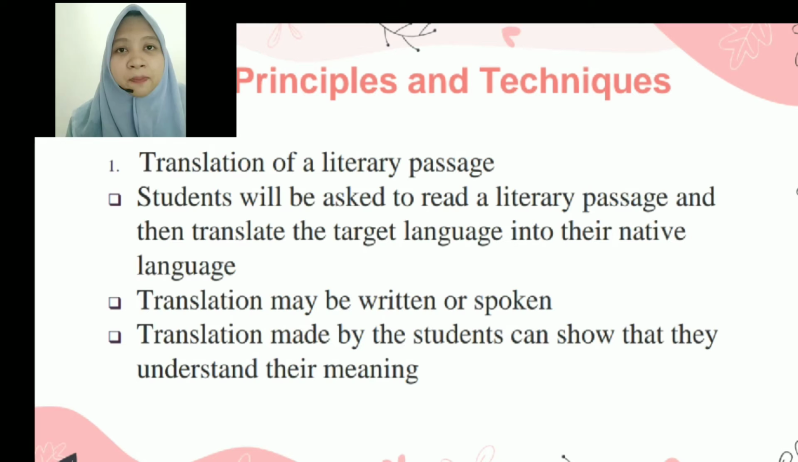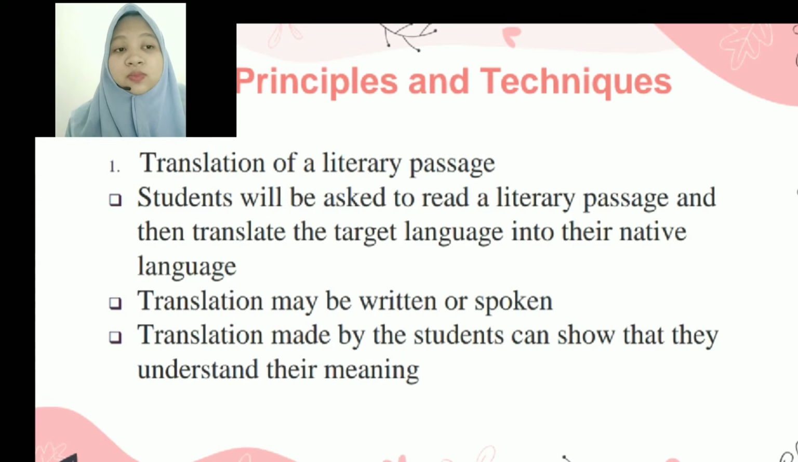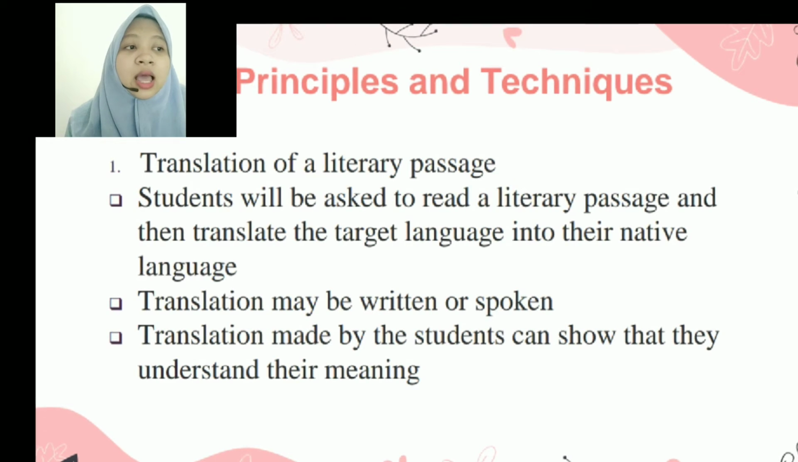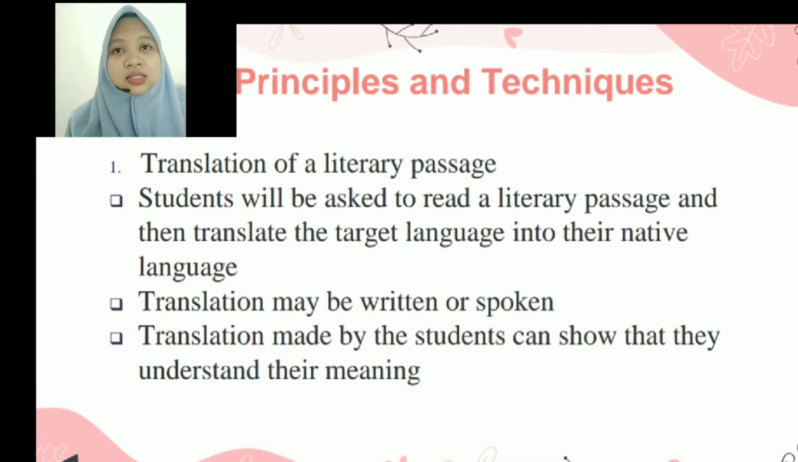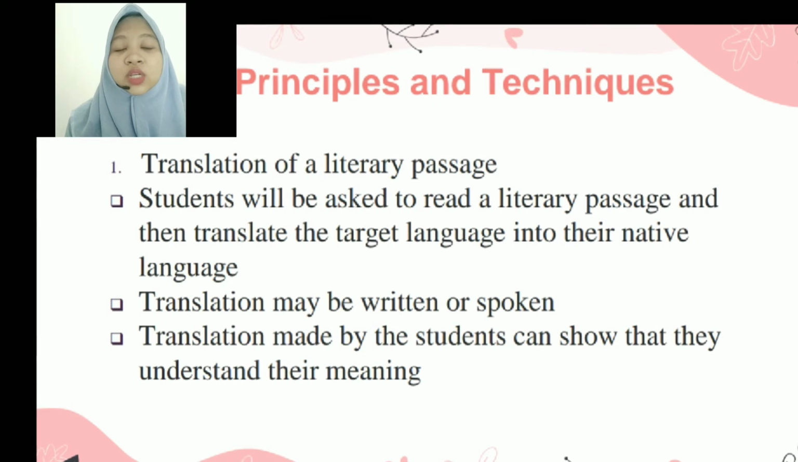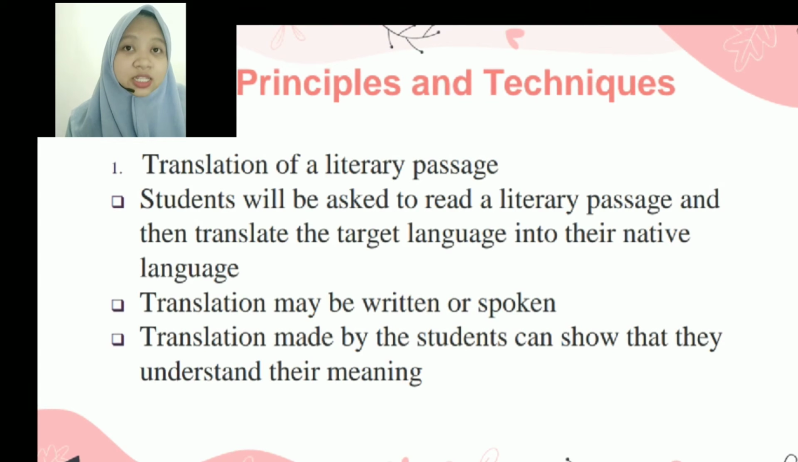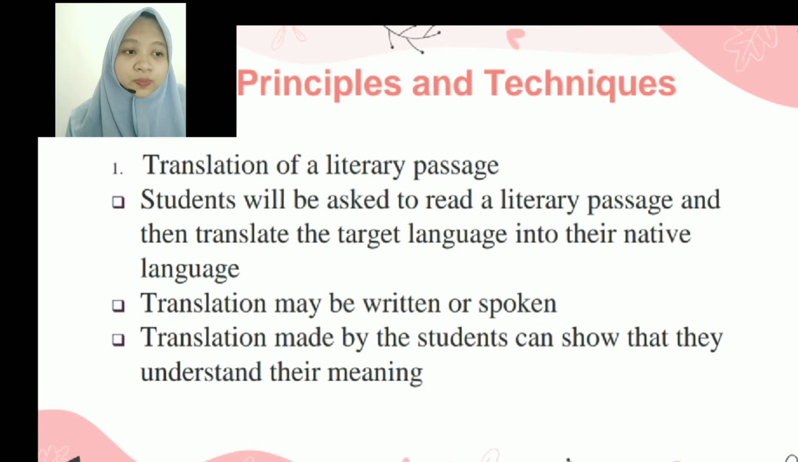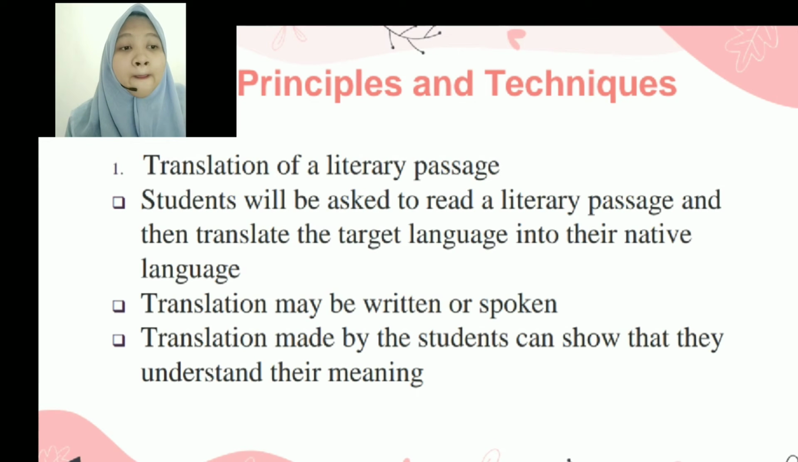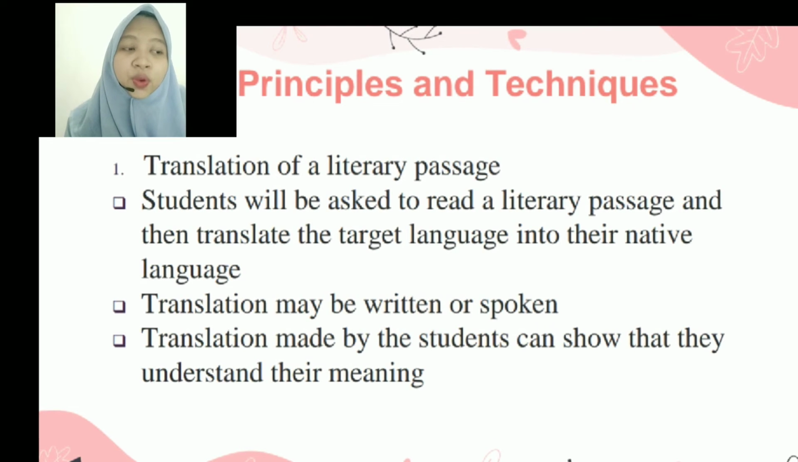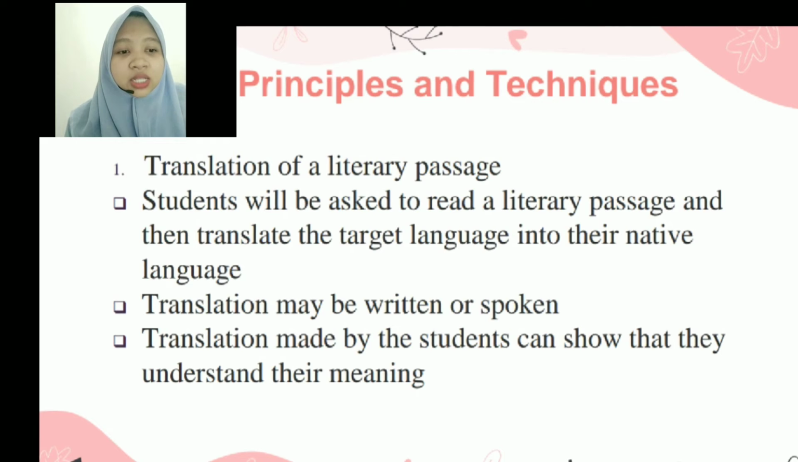Translation of literary passages. Students will be asked to read a literary passage and translate it from the target language into their native language. Translation may be written and spoken. Translation made by the student can show that they understand the meaning.